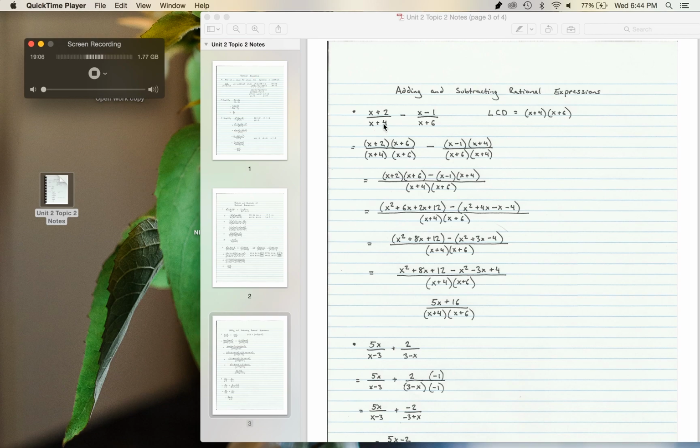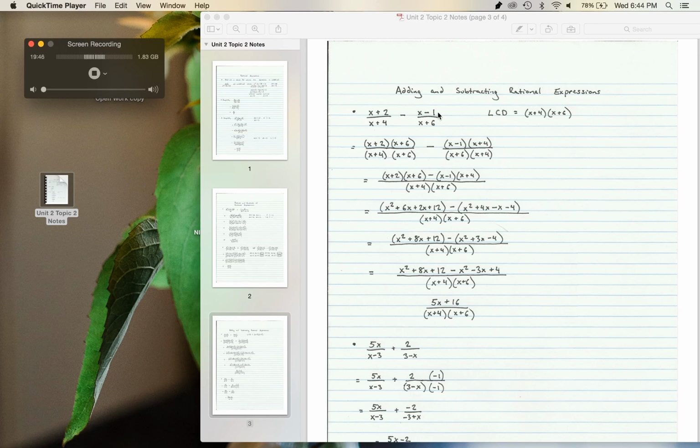Okay, so how do we get this x plus 4 to look like x plus 4, x plus 6? Well, we have to multiply x plus 4 by x plus 6. Now, in order to do that without changing the value of this rational expression, we have to multiply the top as well. If we multiply the top and bottom of the fraction by the same thing, we're not changing the fraction. So what I've written here is my x plus 2 over x plus 4, and I'm multiplying the top and the bottom by x plus 6. This results in a new rational expression that has my lowest common denominator on the bottom.